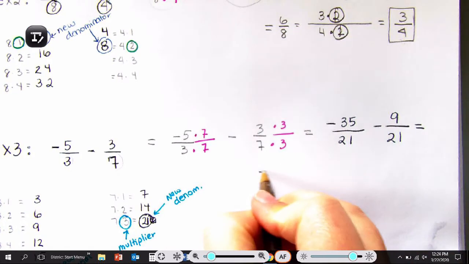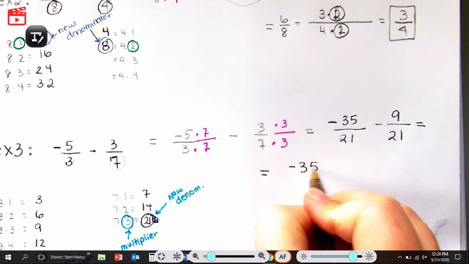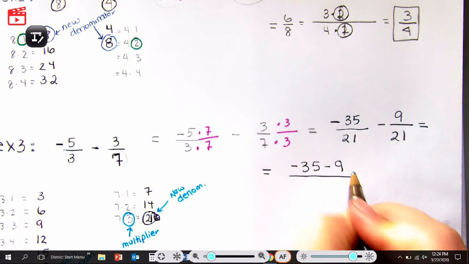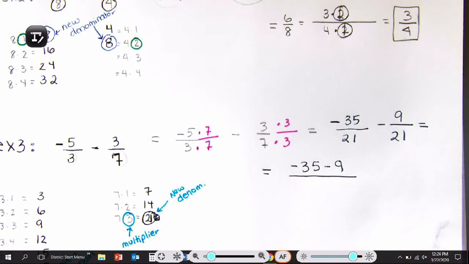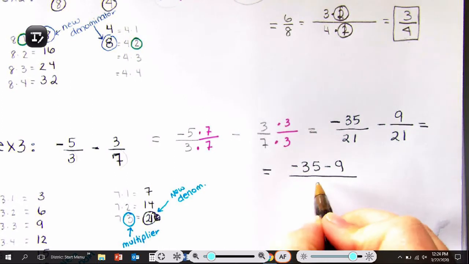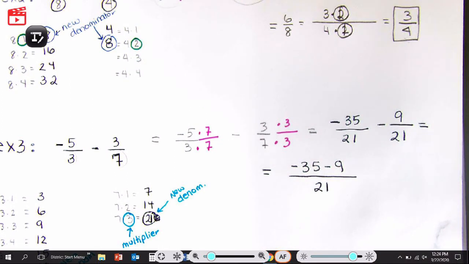So I'm going to rewrite that here. So negative 35 minus 9. What do we do with our denominator when it is the same denominator? Just bring it over. Do nothing with it. Okay, this is where if you want to use counters, you may. I'm going to use a modified version of counters because I really don't want to draw 35 minuses. To me, that seems excessive.